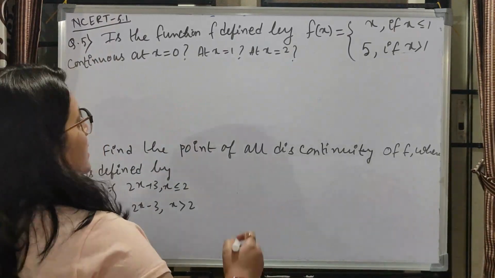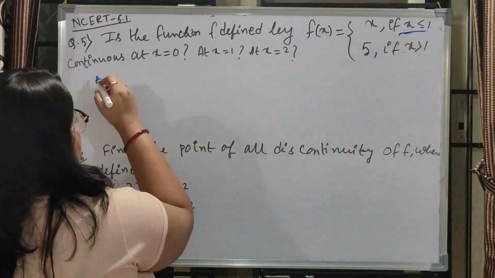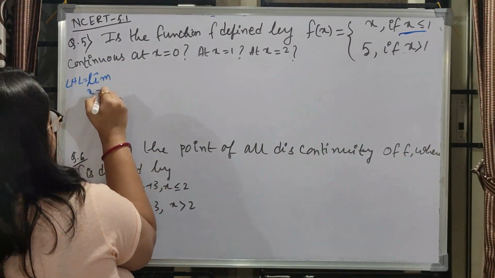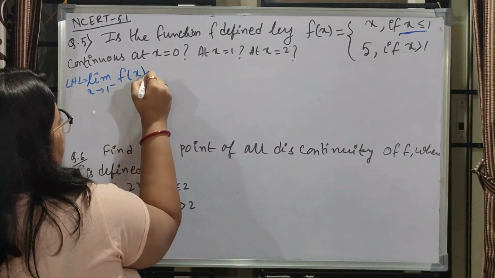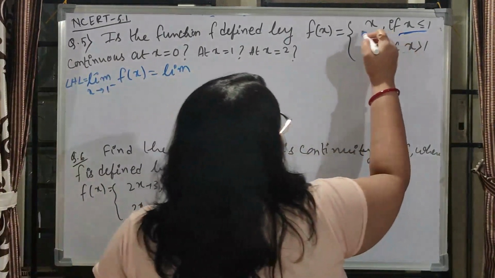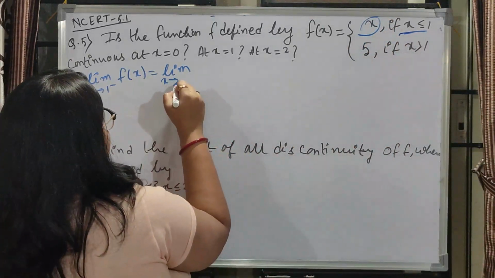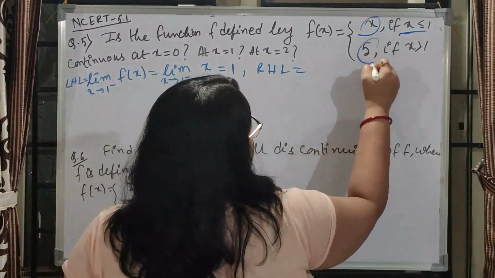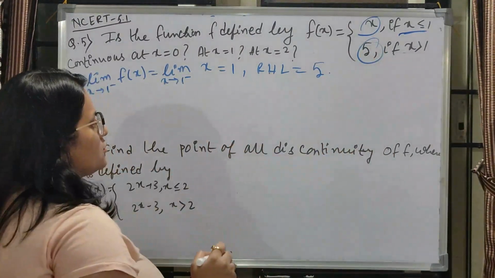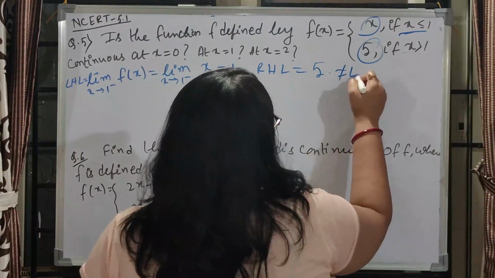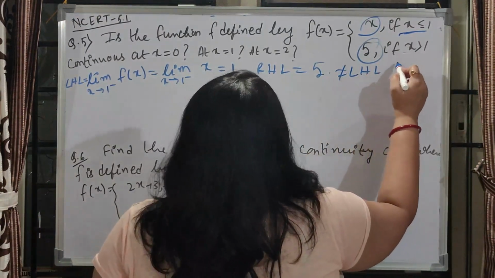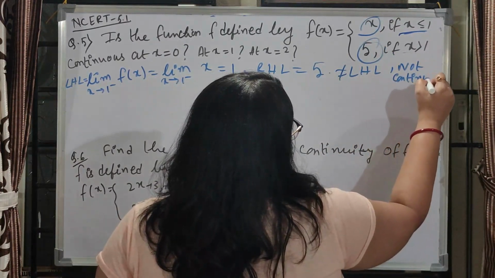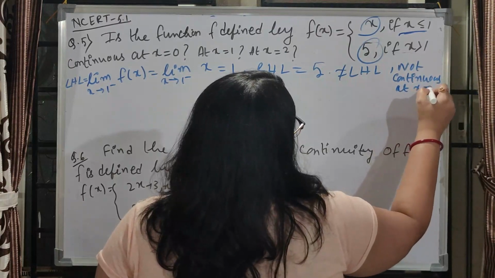So let's see for 1, as the function is breaking at 1 only. So left hand limit x tends to 1 minus f of x equal to, for x less than 1 the value is x. So limit x tends to 1 minus of x is equal to 1. Right hand limit, x greater than 1, this is 5. So they are not equal, RHL is not equal to LHL. So not continuous at x equal to 1.